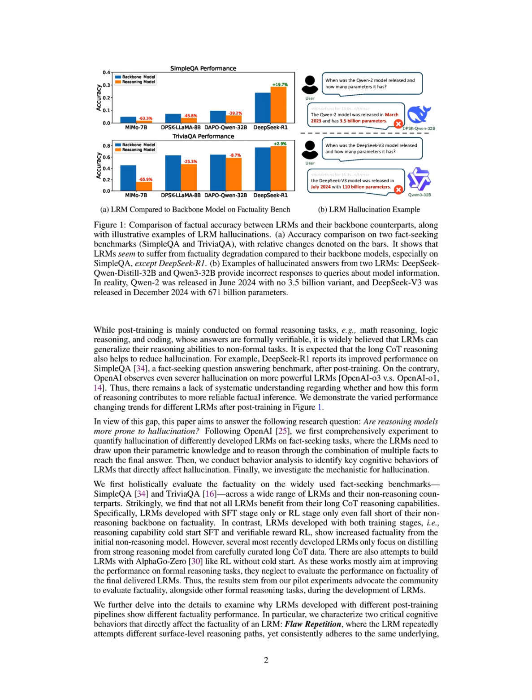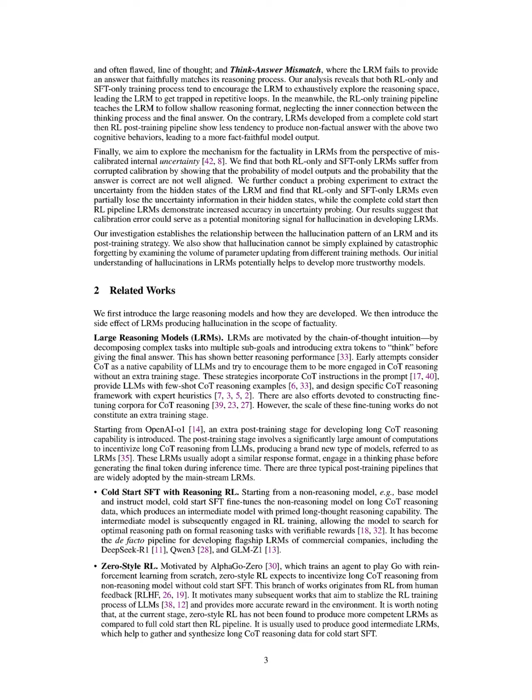Additionally, we identify critical cognitive behaviors, such as flaw repetition and think-answer mismatch, that contribute to hallucination, providing a framework for future model development to mitigate these issues. By highlighting the importance of calibration and the relationship between hallucination patterns and post-training strategies, our work advocates for a more comprehensive evaluation of factuality, alongside formal reasoning tasks during LRM development.